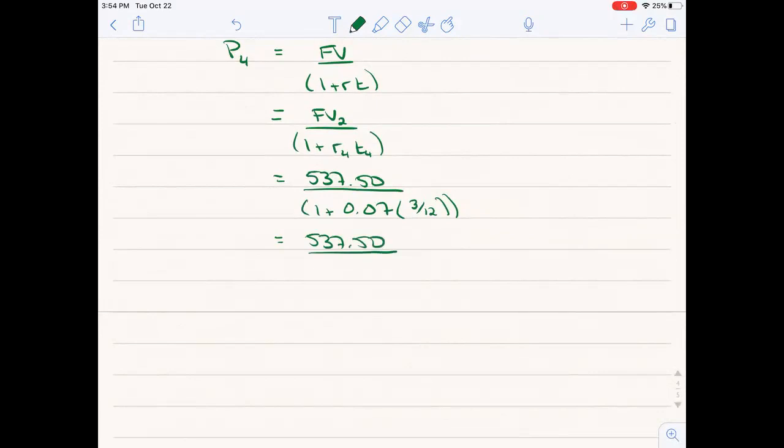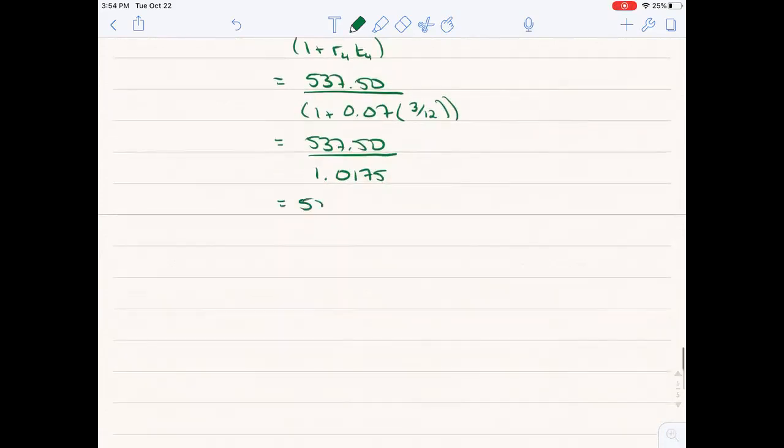$537.50 over 0.07 times 3 over 12 plus 1 over 1.0175. $537.50 divided by 1.0175. I get 528.2555.283. In money, $528.26. Are there any questions that can help us with getting the timeline down better?